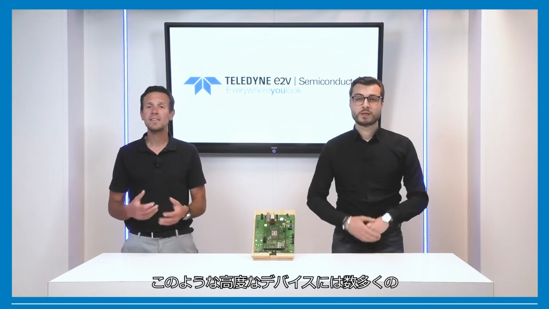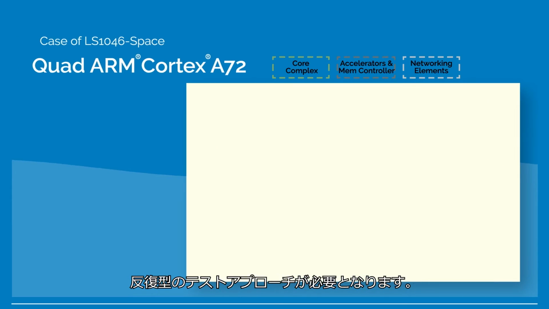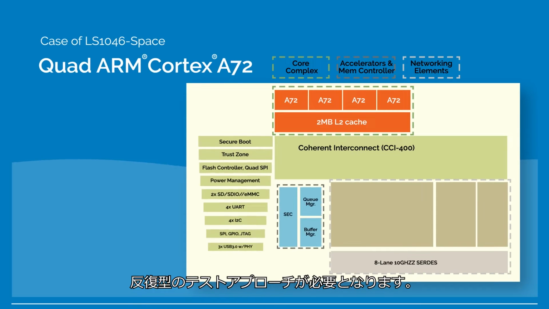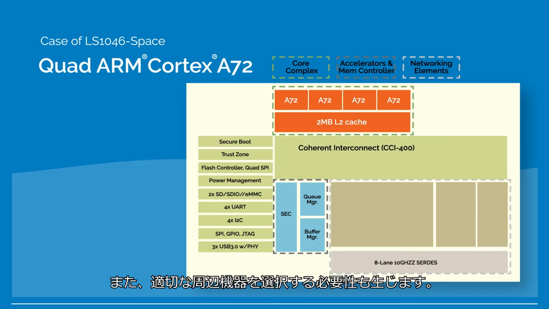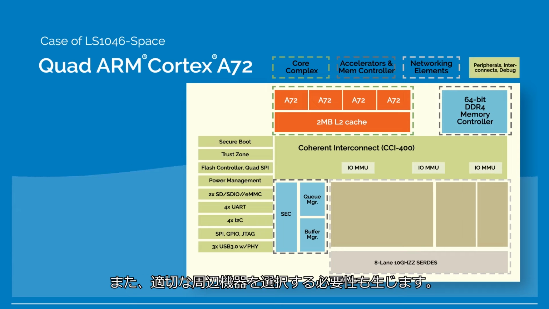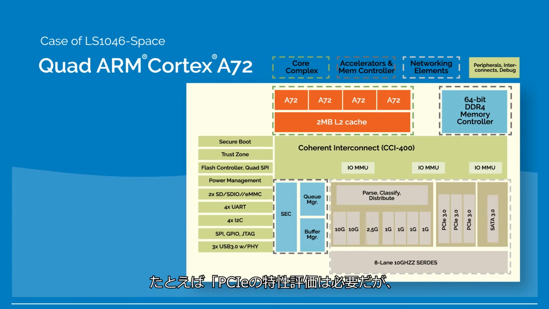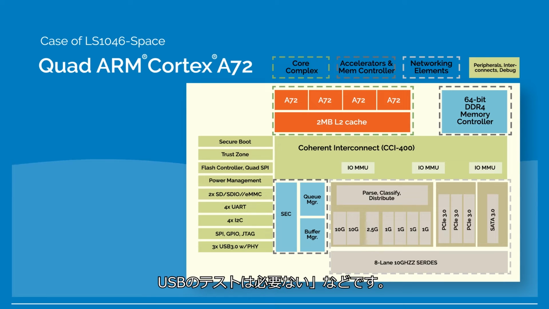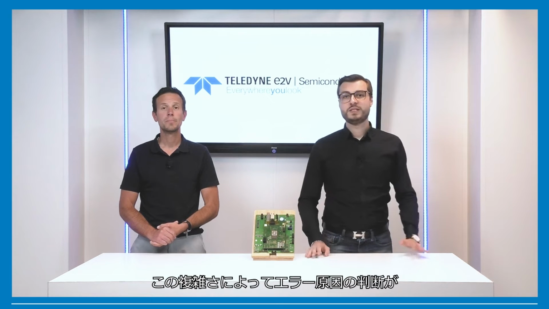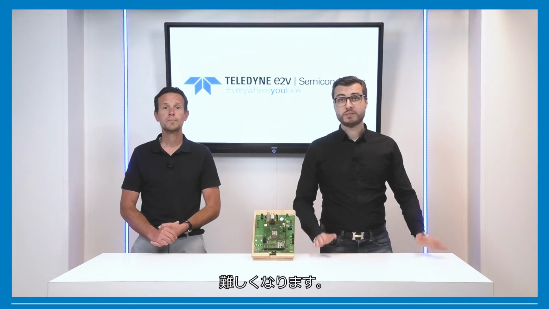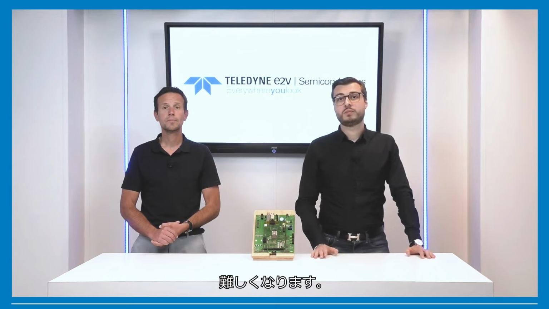These complex devices feature many functional blocks, which makes testing more difficult to plan and involves an iterative testing approach. It also implies selecting the relevant peripherals. For instance, we want to characterize PCI Express, but don't want to test USB. Due to this complexity, it becomes tricky to determine the source of errors.